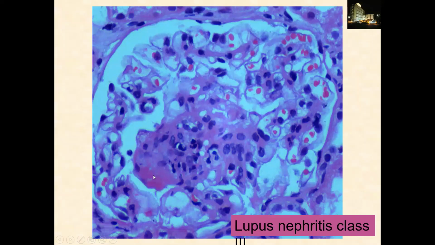Here in the fibrinoid necrosis, this is severe nephritis with multiple lesions of lupus nephritis: mesangial expansion, hypercellularity, endocapillary leukocytic exudate, and fibrinoid necrosis with karyorrhexis, or fragmented nuclei, of the mesangial cells.